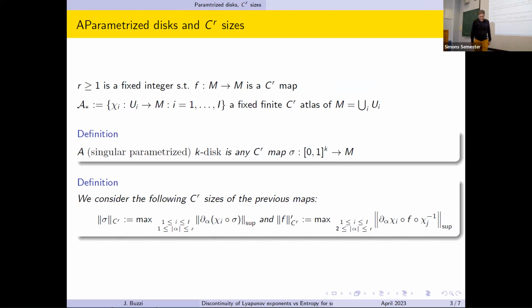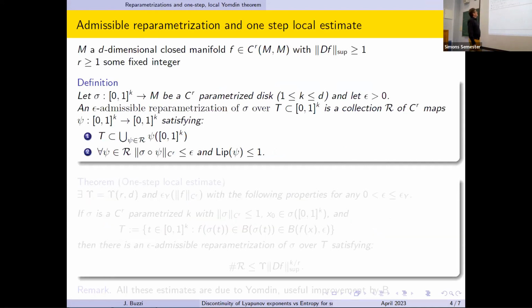Okay? So now what we are going to be doing, following Yomdin, is reparametrizing. So we have M of dimension D. We have our smooth map. Here we don't care if it's invertible. Again, I want to avoid stupid cases, so I assume that the supremum of the first order differential is not less than one. I am not looking at a contracting map, which anyway would have zero entropy and so on.